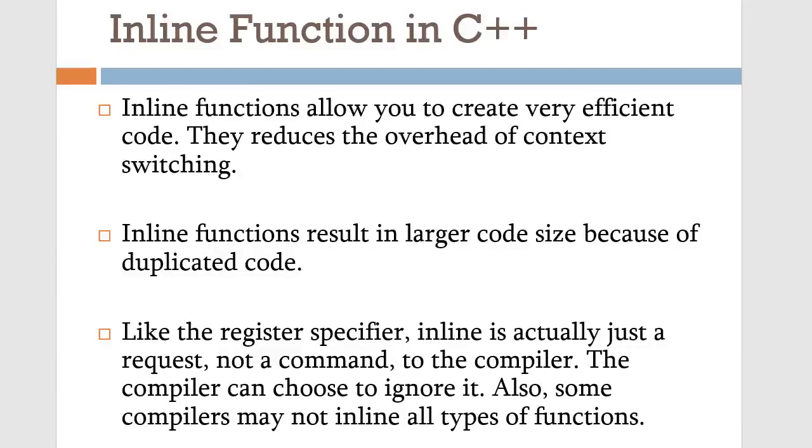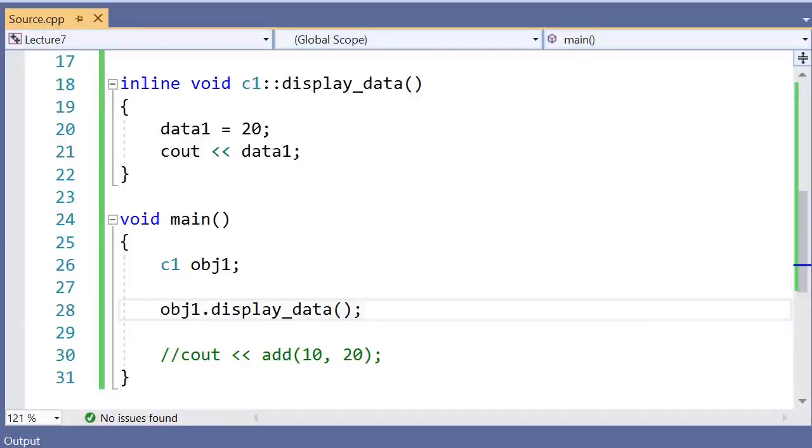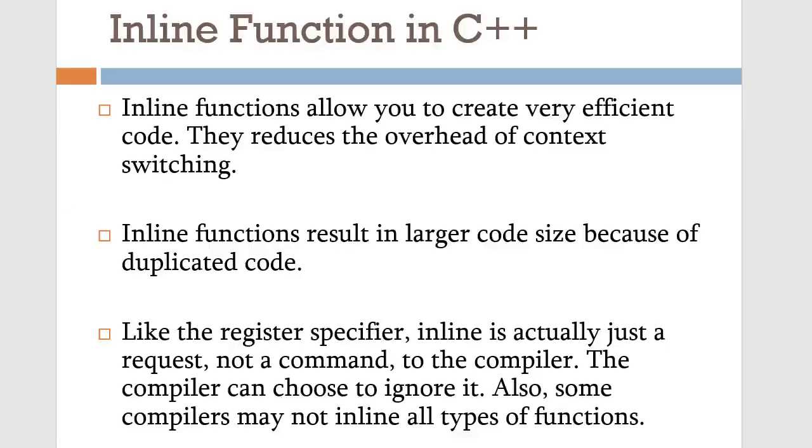Inline functions result in larger code size because of duplicated code. That means when you create an inline function, the content of this inline function is replaced at the place of invocation. If you are invoking this function at 10 different places in your program, the same code will be replaced 10 times. So that is a duplication of code and that will increase your program size. That is the limitation of inline functions.